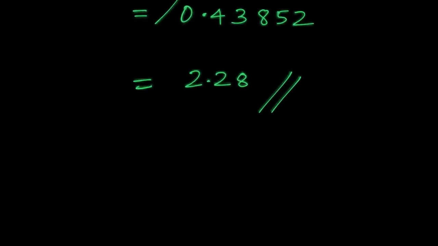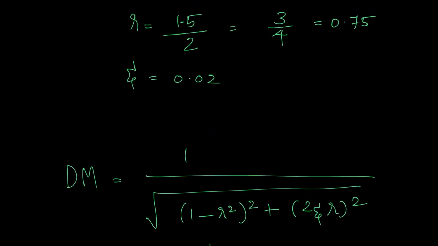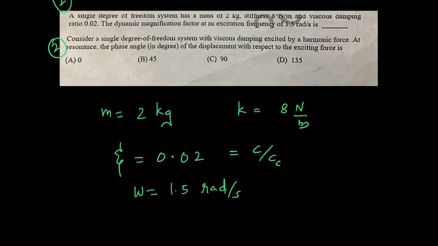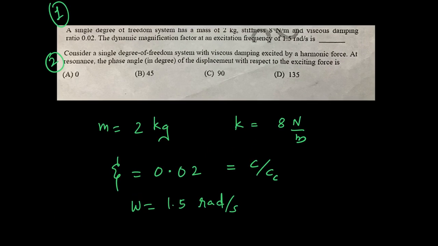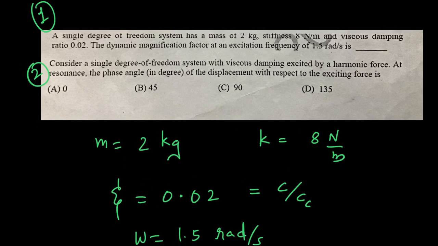Makes sense? Now let's go ahead and try solving the next problem. In the next problem, they're actually asking us to compute the phase. So this question goes like this. You have a single degree of freedom system with viscous damping. It is excited by a harmonic force, very important. It is excited by a harmonic force, and at resonance, they are asking what is the phase angle.